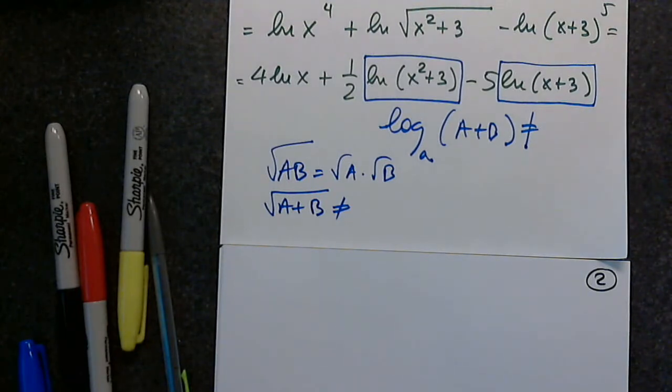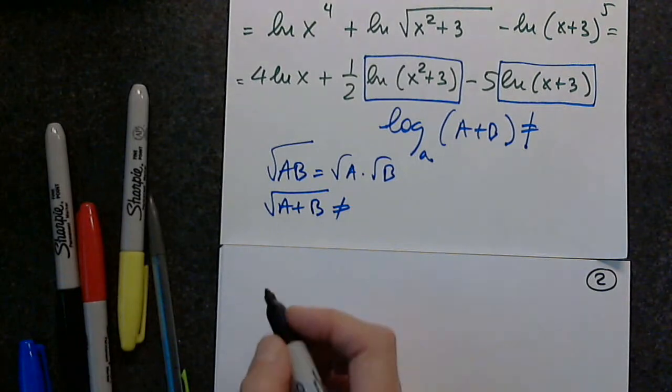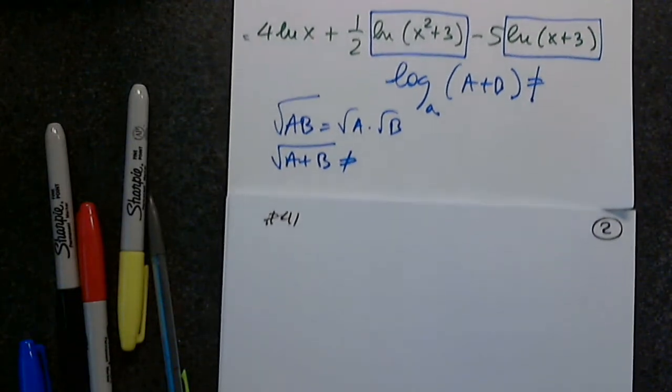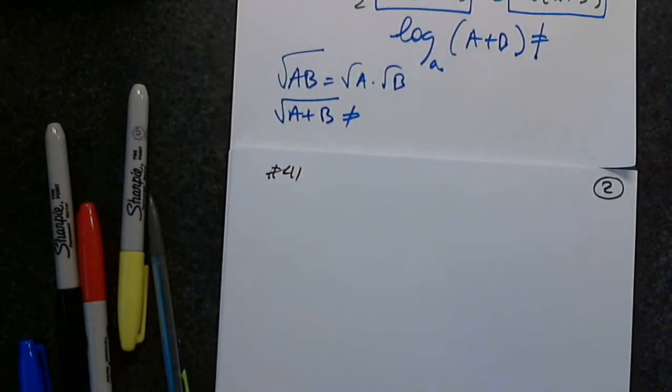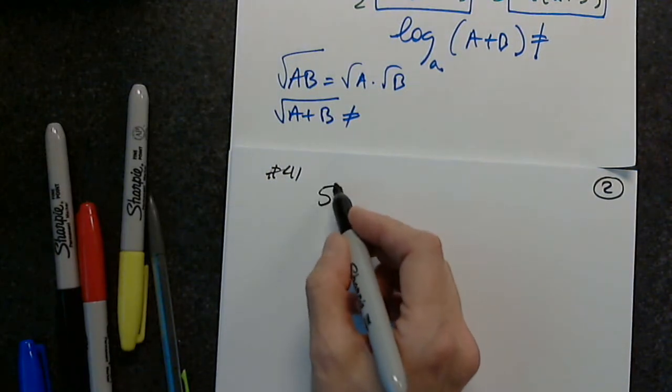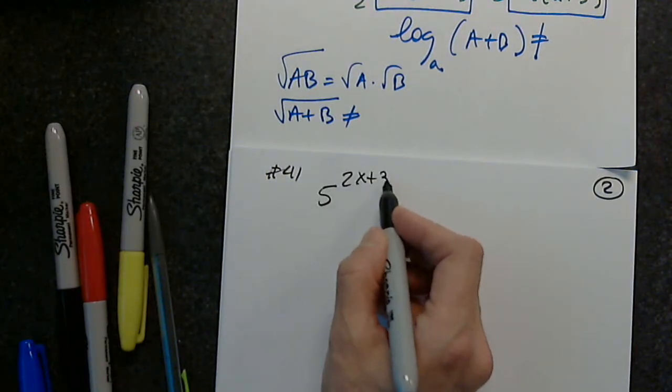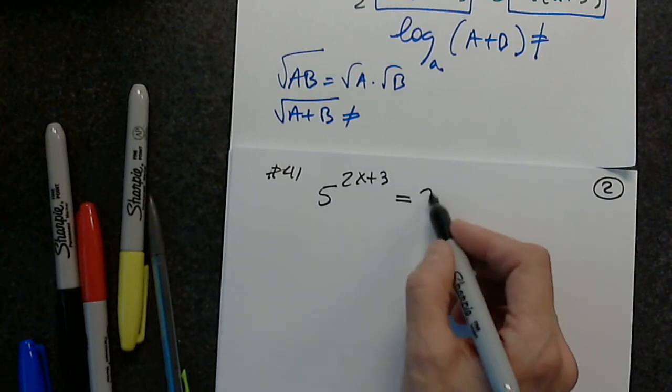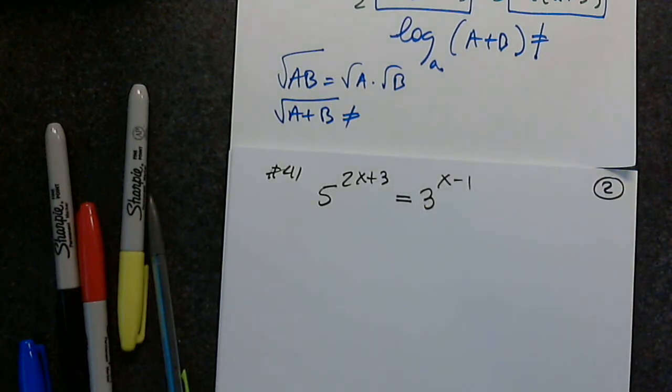Okay, so let's go back then to section 4.4, in which we are trying to see if there are other types of exponential equations. Yes, so let's look at 41. I would consider this the most difficult type of exponential equation: 5 raised to 2x plus 3 equals 3 raised to x minus 1.